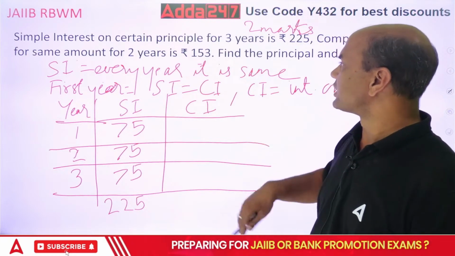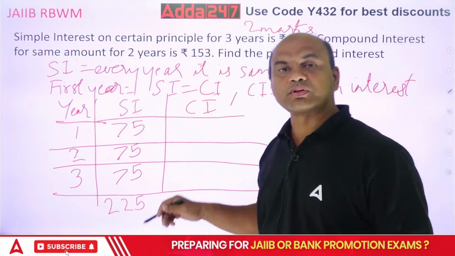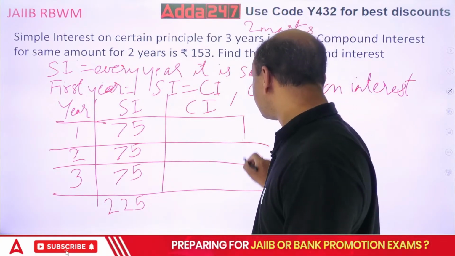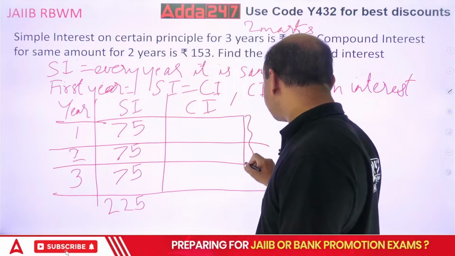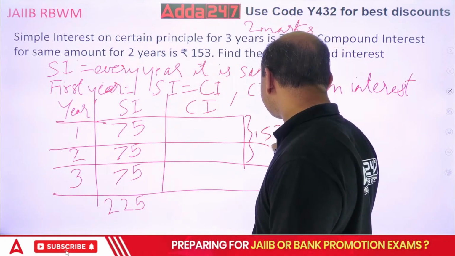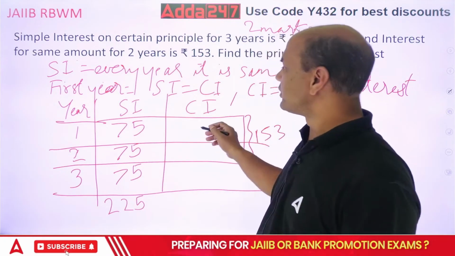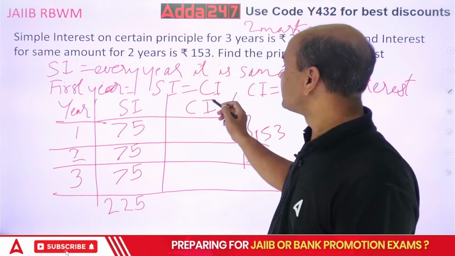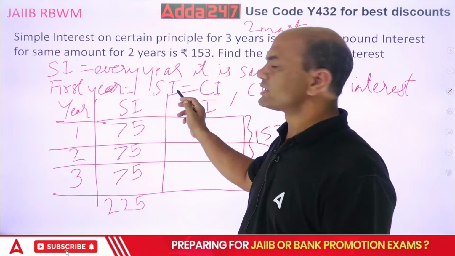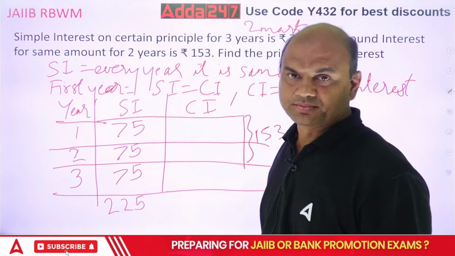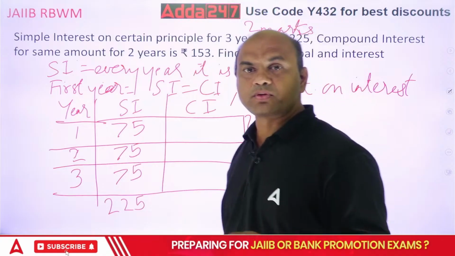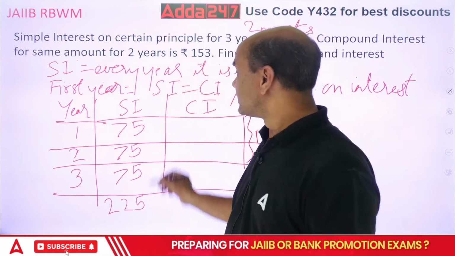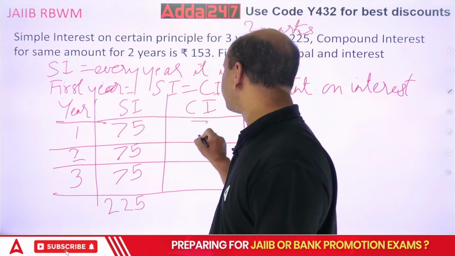Now compound interest, what is given? Compound interest for the 2 years is 153. So total of this is 153. But what did I say? For first year, simple interest will be equal to compound interest. So simple interest and compound interest are always same for the first year. So this is 75, so this will be 75.